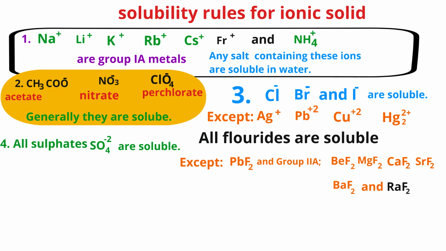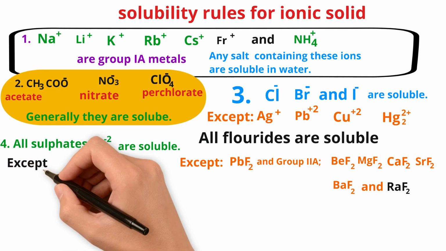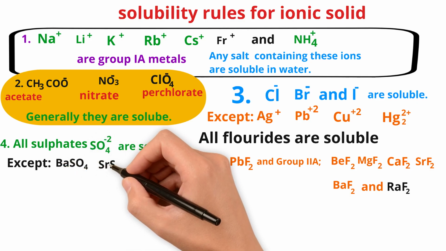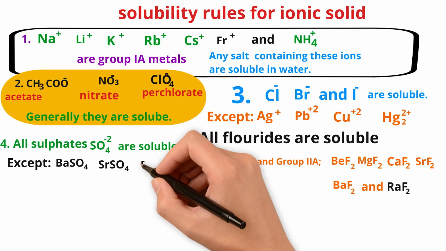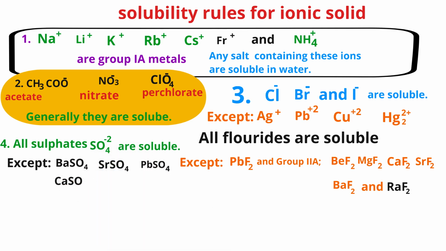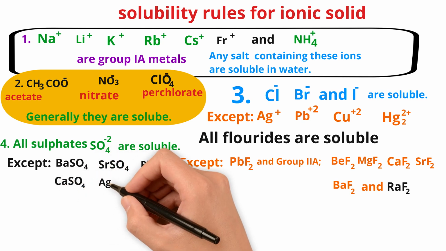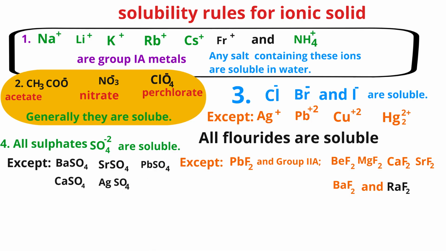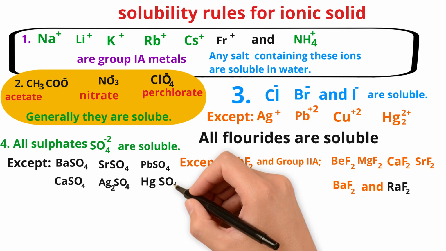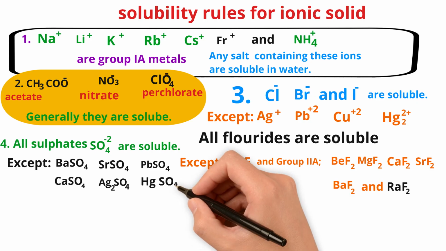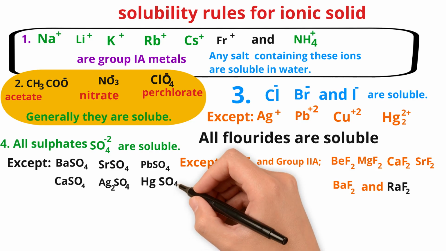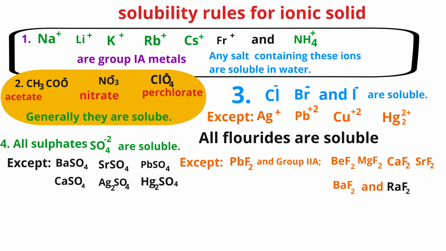except barium sulfate, strontium sulfate, lead sulfate, calcium sulfate, silver sulfate, and mercury sulfate. All sulfates are soluble, but these sulfates are insoluble. Barium sulfate, strontium sulfate, lead sulfate, calcium sulfate, silver sulfate, and mercury sulfate are insoluble. The rest of the sulfates are soluble.